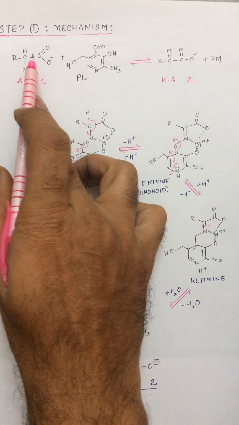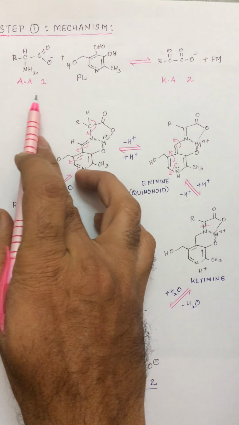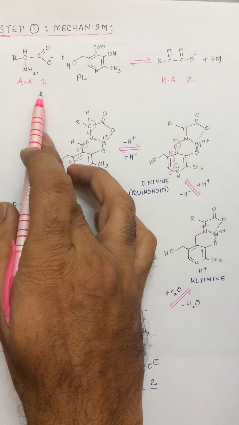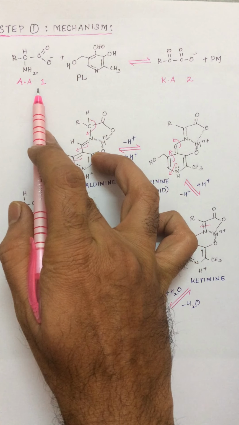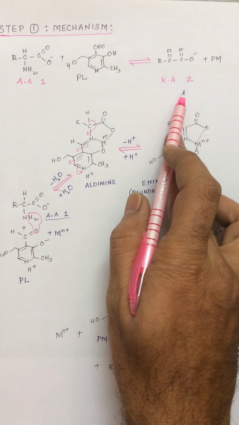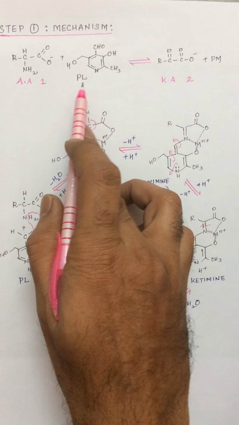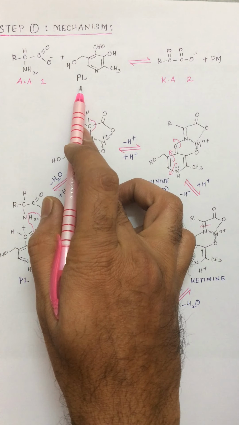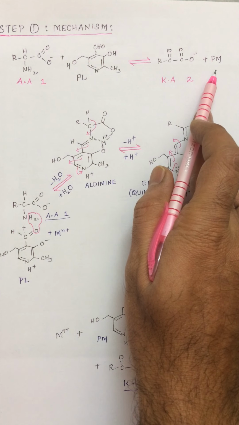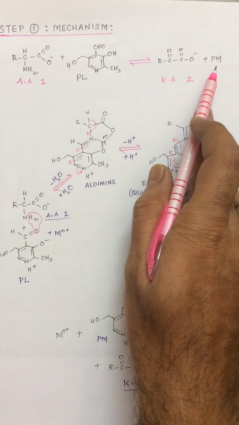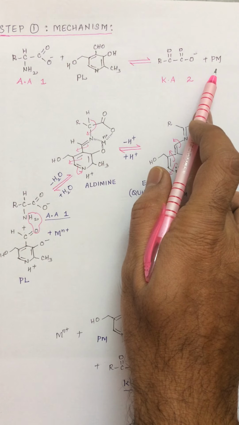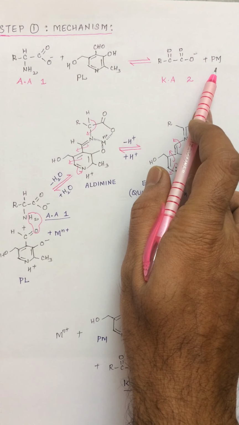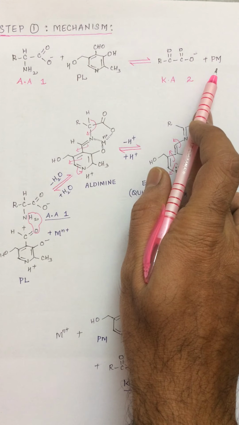There are 2 steps. For step 1, the mechanism has been given. Amino acid 1 reacts in the presence of pyridoxal, and this amino acid 1 is converted into a keto acid 2. The pyridoxal is converted into pyridoxamine. PM refers to pyridoxamine. Whatever pyridoxamine is produced in step 1 will participate in step 2. There the pyridoxamine converts back into pyridoxal.